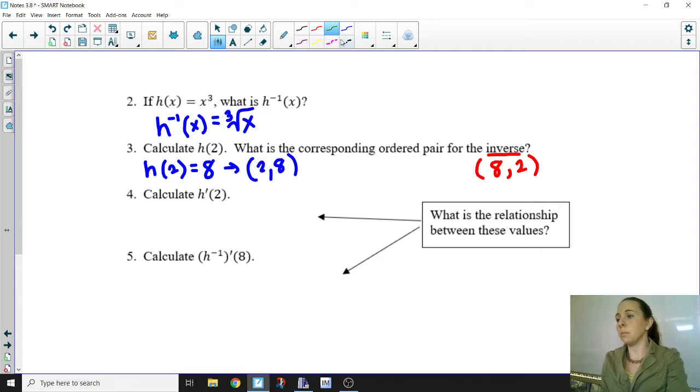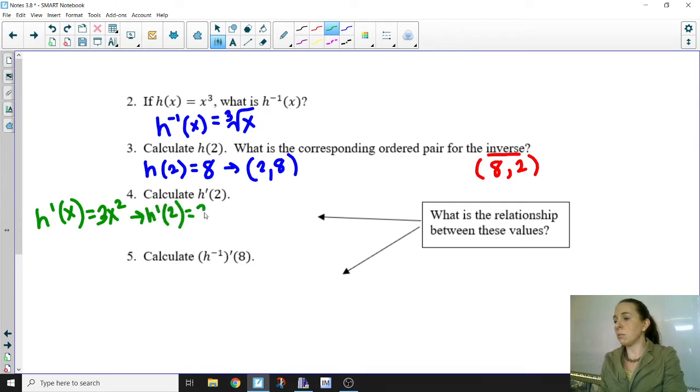Okay, so let's move on to number 4. Calculate h prime of 2. Okay, that's not so bad. H prime of x, I'm just going to make a little note out here. H prime of x is 3x squared by the power rule, right? The derivative of x cubed is 3x squared. Now, let's find h prime of 2. And to get that, we would take 3 times 2 squared. 2 squared is 4. 4 times 3 is 12. There we go. We got it.